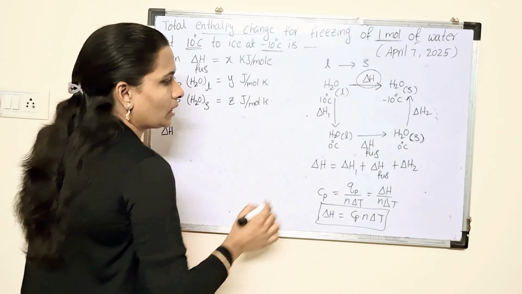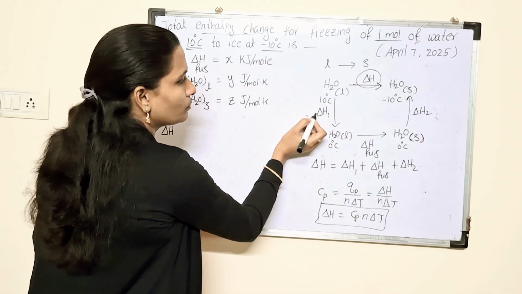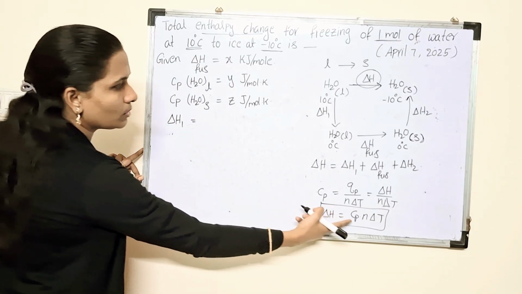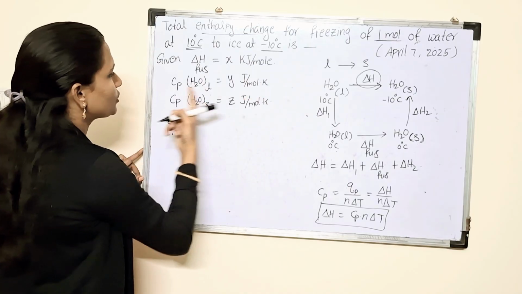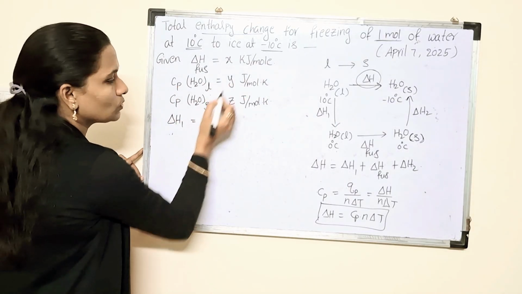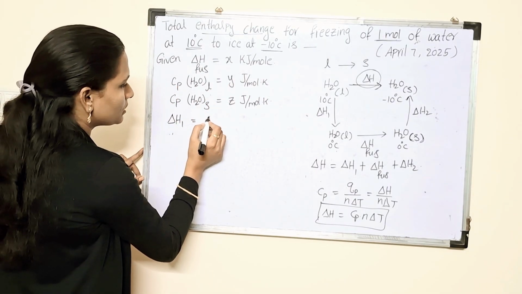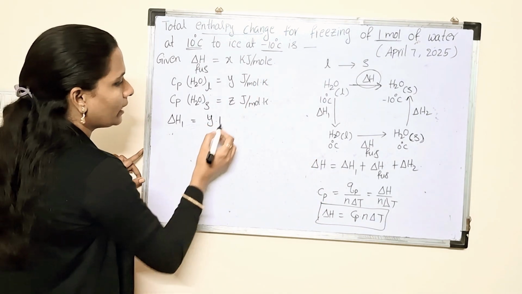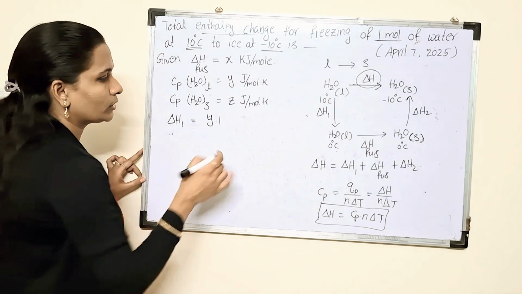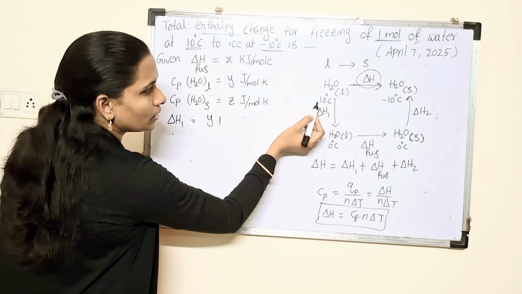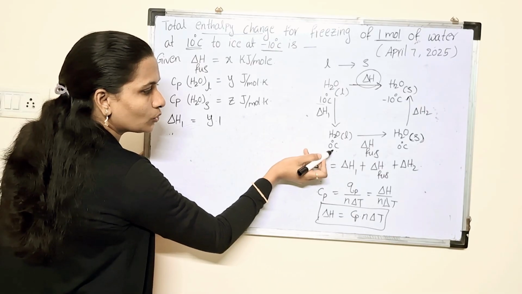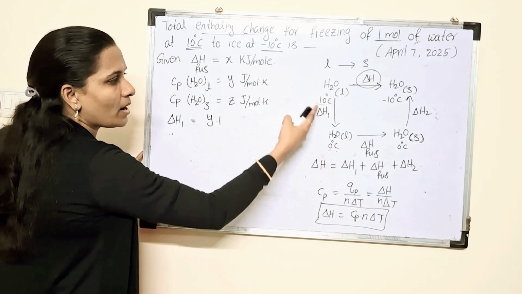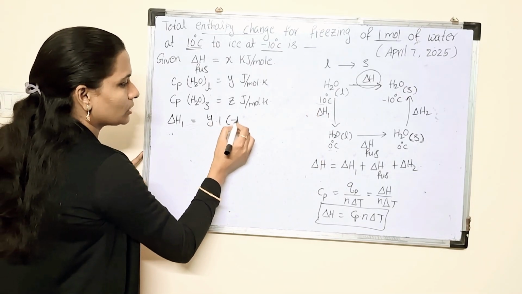So let us calculate delta H1. Delta H1 equals Cp of the liquid state, since water is in liquid state, that is Y joule per mole Kelvin, times n, the number of moles of water, which is 1, times delta T, which is T2 minus T1. Initially it is at 10 degrees Celsius and converts to 0 degrees Celsius, so T2 minus T1 is 0 minus 10, that is minus 10.